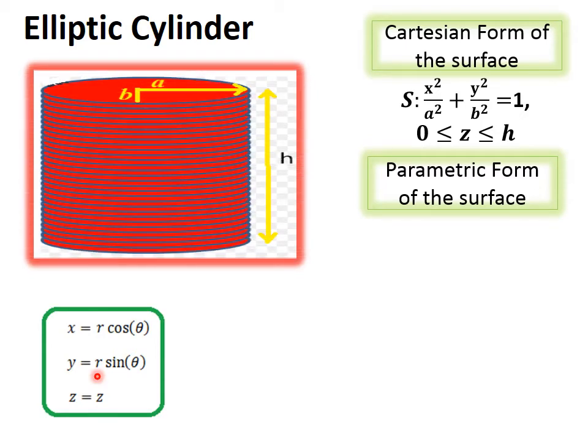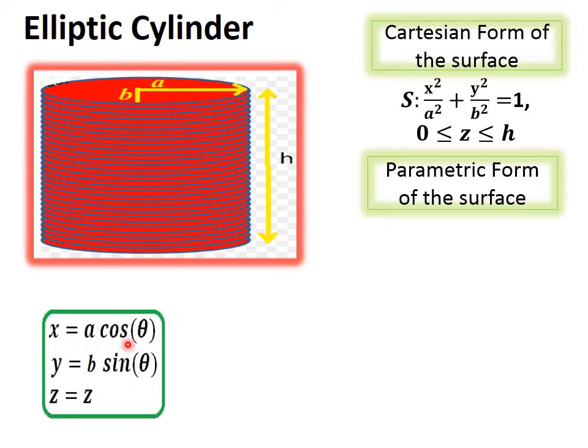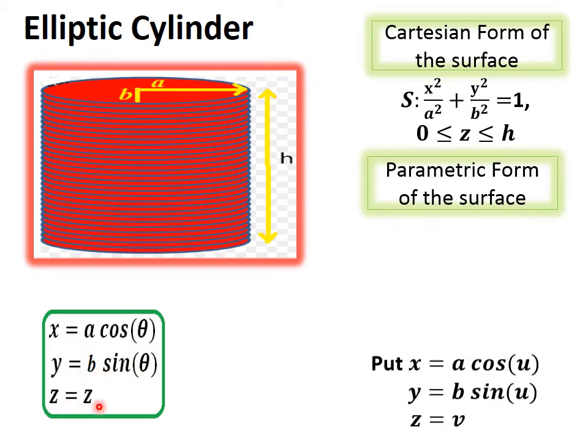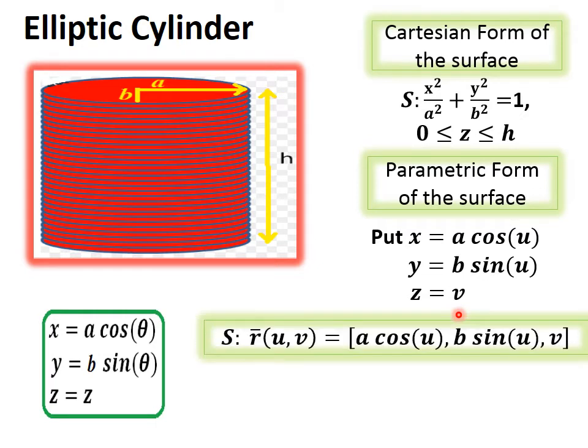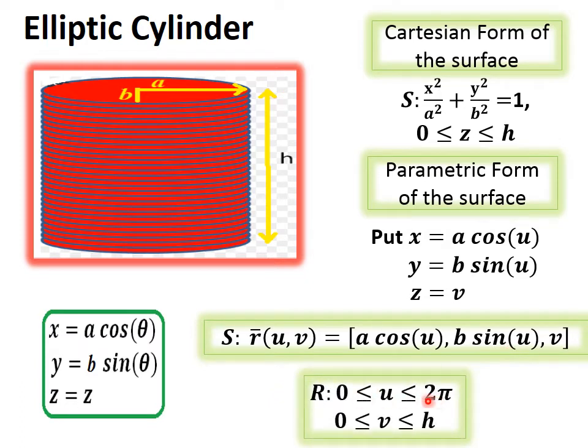So, for the elliptic cylinder, this transformation takes the form x equal to a cos theta, y equal to b sin theta, z equal to z. Like in the previous case, choose angle parameter theta as u and height parameter z as v. So, x is a cos u, y is b sin u, z equal to v. So, the parametric representation of the elliptic cylinder is a cos u, b sin u, v. u varies between 0 to 2 pi, v varies between 0 to h.